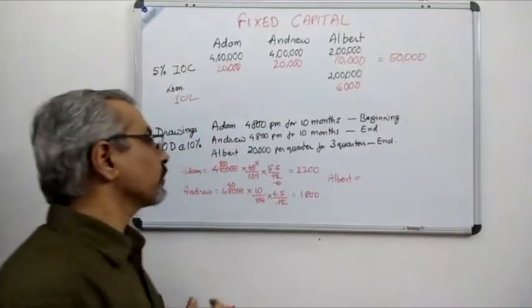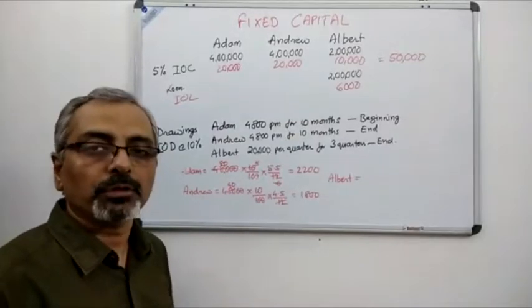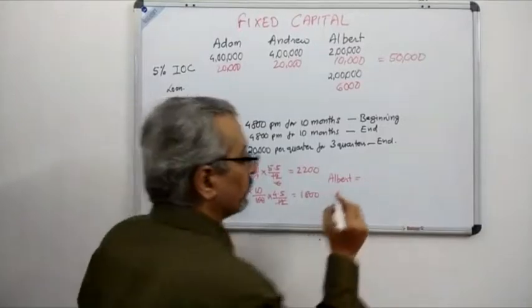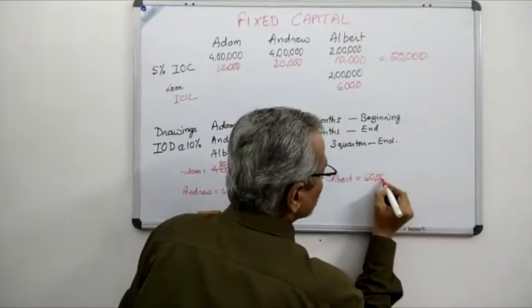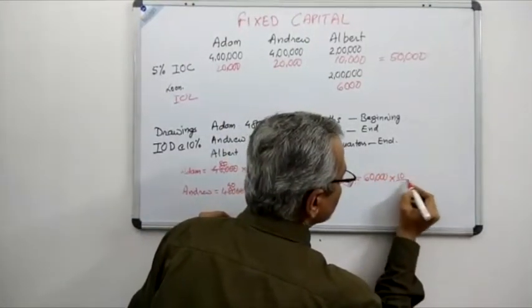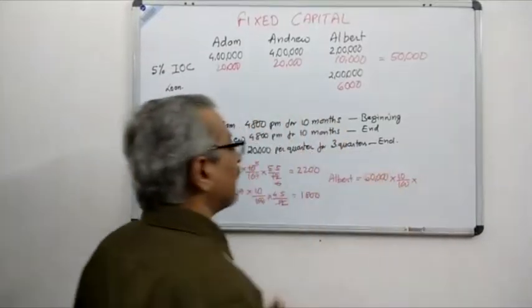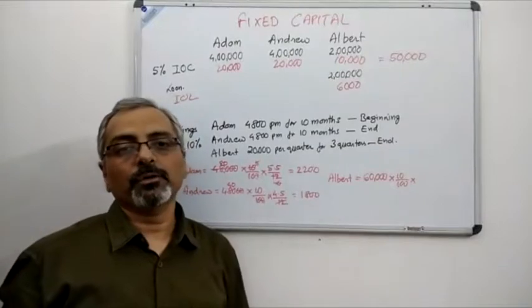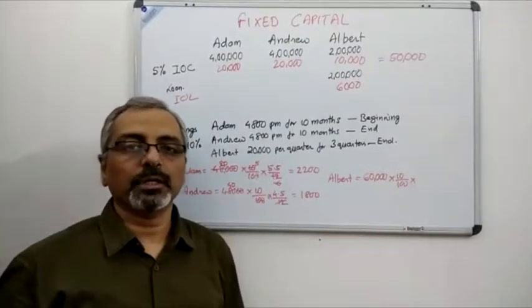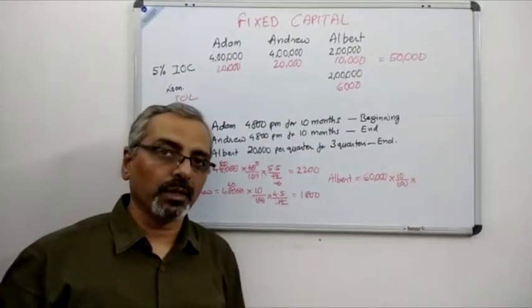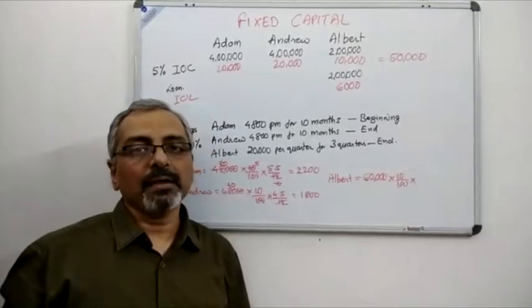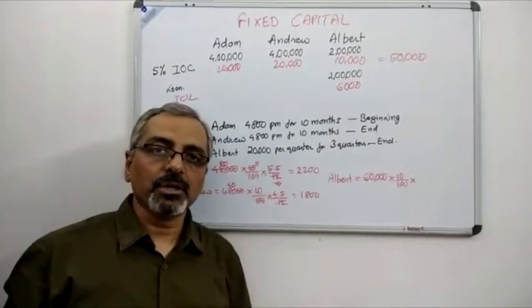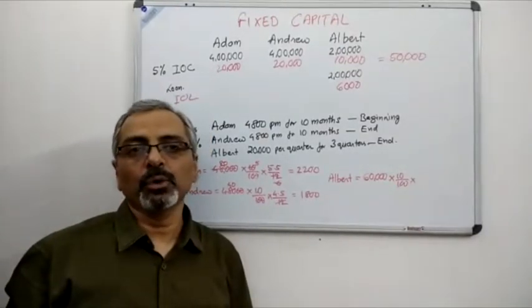So Albert has drawn 20,000 per quarter for 3 quarters. Therefore, the total drawing is 60,000. Now the percentage is 10%, and let us see the time for 3 quarters at the end of each quarter. If the drawing has been made at the end of each quarter, the time left after the first drawing is 6 months, and the time left after the last drawing is 0 months. So the average of 6 plus 0 by 2 is 3 months.